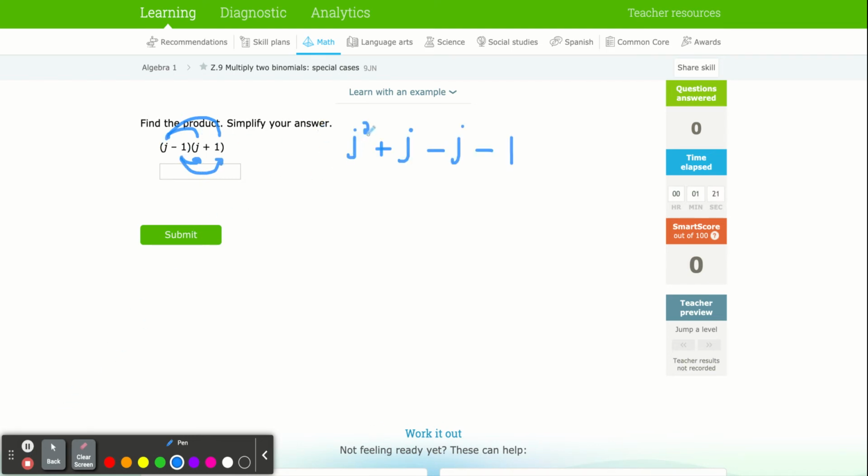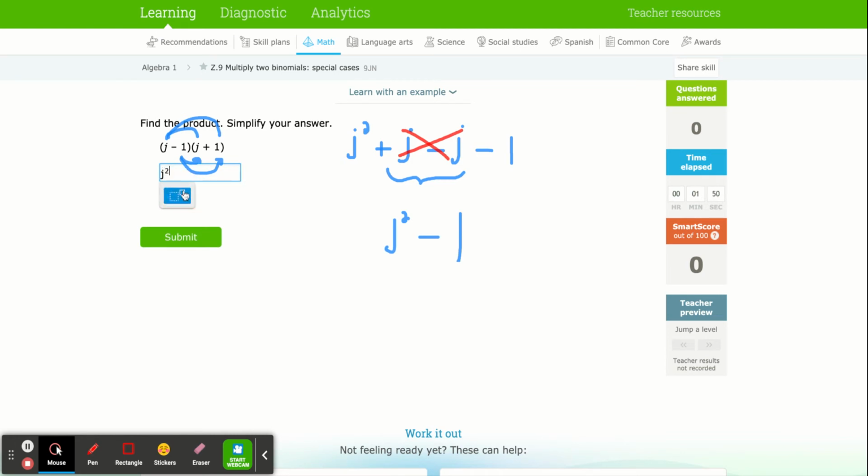J times j is the j squared. J times the 1 would be 1j. The negative 1 times the j would be a negative j. And the negative 1 times the positive 1 is negative 1. Now I add like terms, add those two together. And what happens when you add a positive j to a negative j? They cancel. And it leaves just the j squared minus the 1. Those two middle terms cancel out. So all I need to type in is the j squared minus 1.